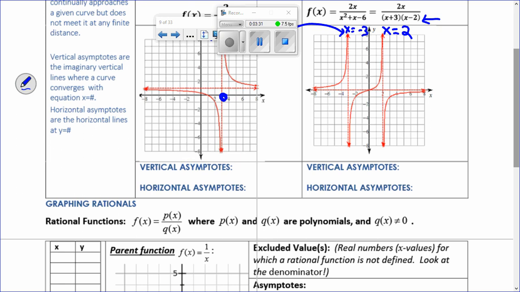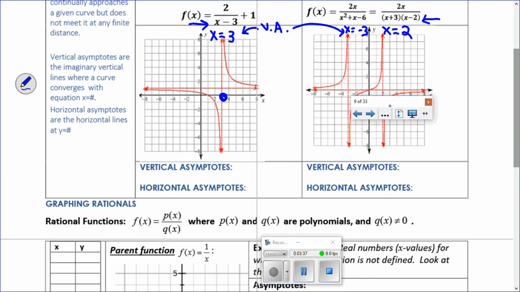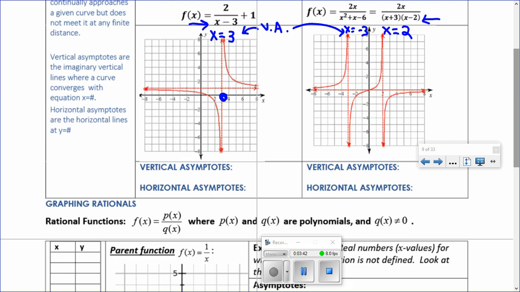Now, horizontal asymptotes work similarly. We won't talk about really how to look at them algebraically just yet, but you can see where the curve is approaching. It's approaching this place horizontally, right? But it never quite touches. So here, it's at y equals 1. Over here, it's at y equals 0. All right?